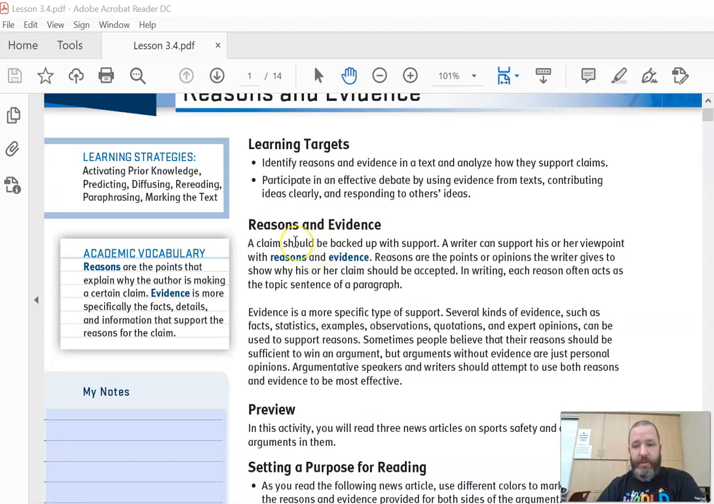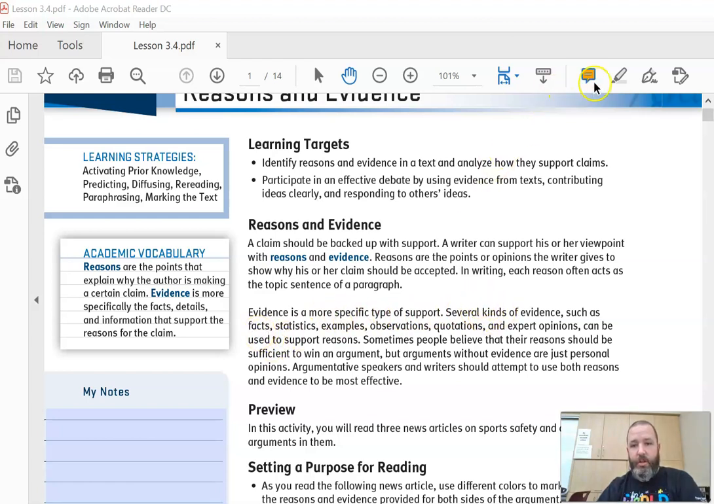Claim, we talked about the claim last time, is something that needs to be backed up with reasons and evidence. You can't just say something and not back it up with reasons and evidence. Okay, so here's the difference. Reasons are the points or opinions the writer gives to show why his or her claim should be accepted. And evidence is a more specific type of support, several kinds of evidence such as facts.